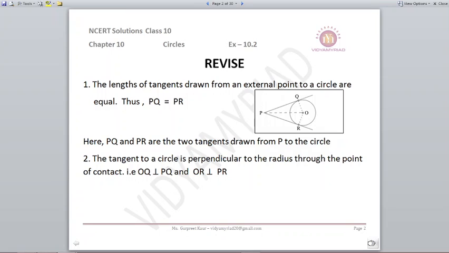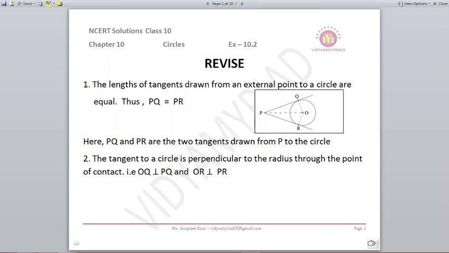Before we begin with this exercise, there are two very important things which we are going to apply in this. Number one, the length of the tangents drawn from the external point to a circle are equal. So if you look at the diagram, here PQ and PR will be equal, as P is the external point and Q and R are the points of contact on the circle. So PQ is one tangent, PR is another tangent, both will be equal.